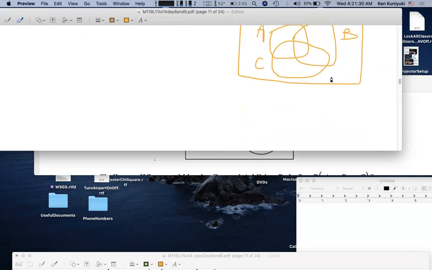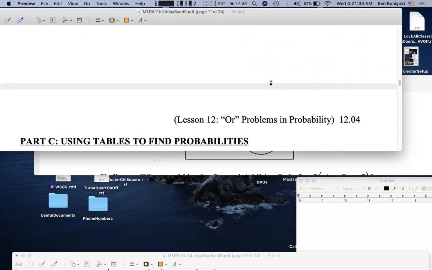Next up, we're going to talk about tables, how to find such probabilities using tables.